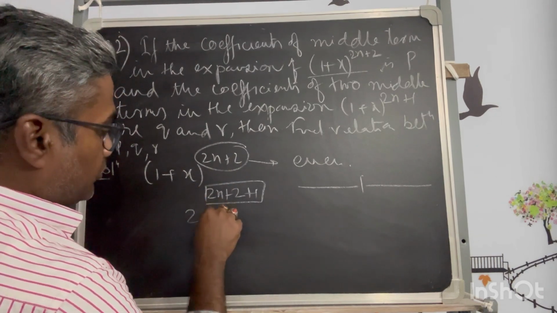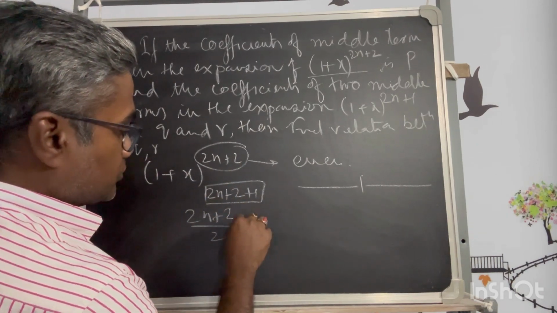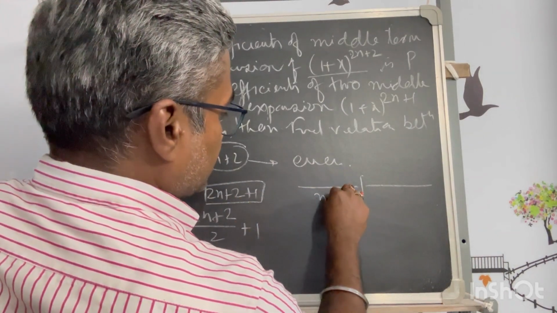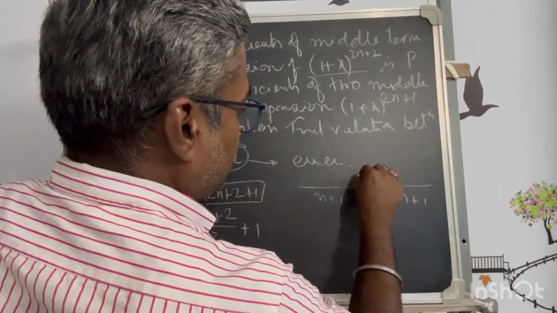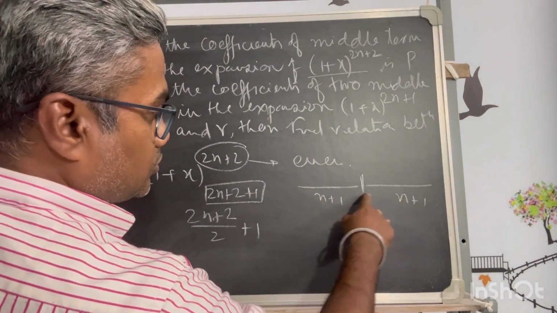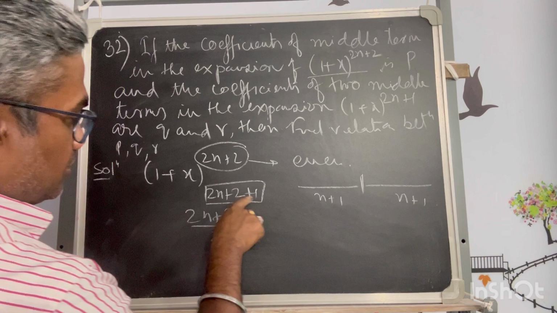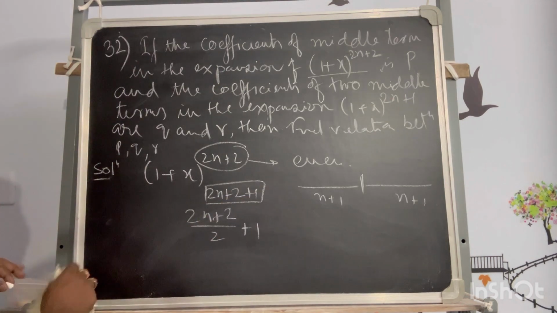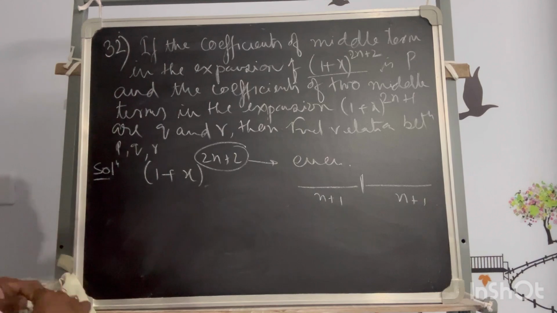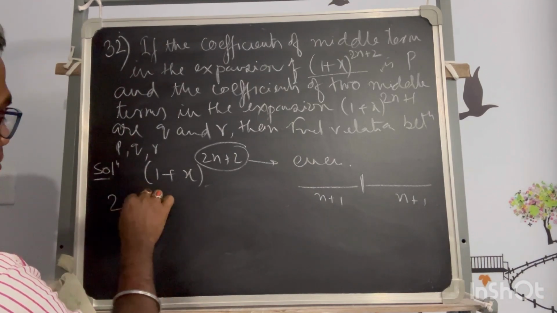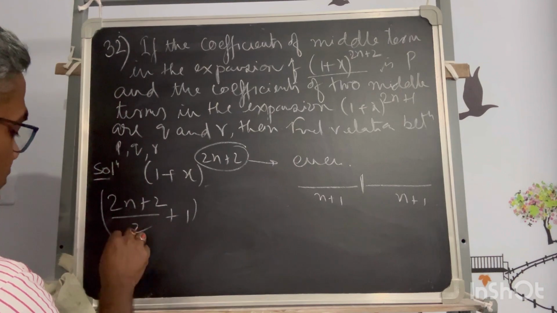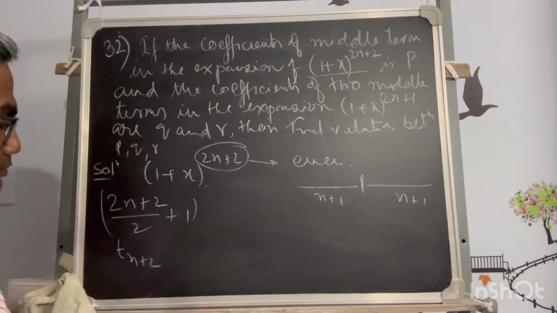So your middle term will be (2n plus 2) by 2 plus 1. That you can also decide by putting n plus 1 on this side, n plus 1 on this side, and 1 will remain in the middle. So then it will give you 2n plus 2 plus 1, that is 2n plus 3. That is anyhow what is coming. So from your logical approach also you can find it, or you can use your formula. So this will be the middle term, which is equal to t(n+2).